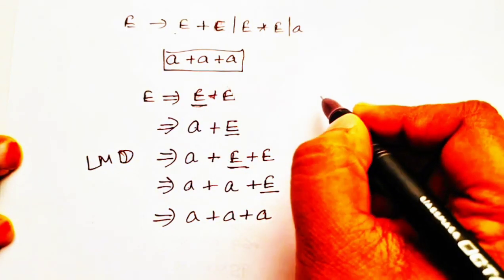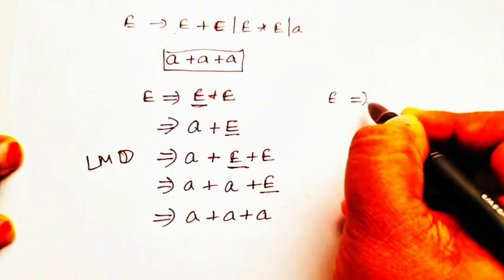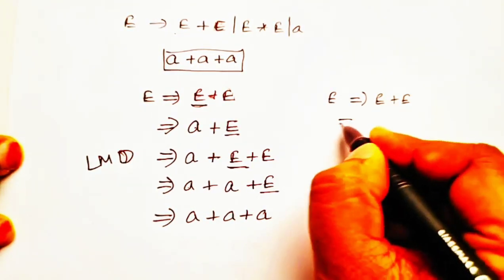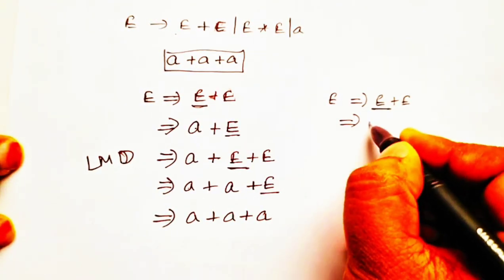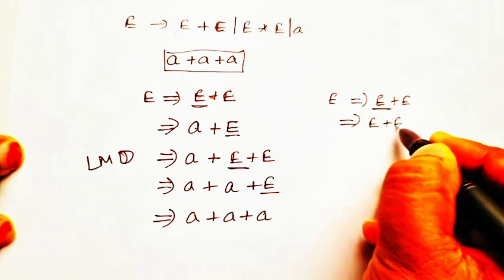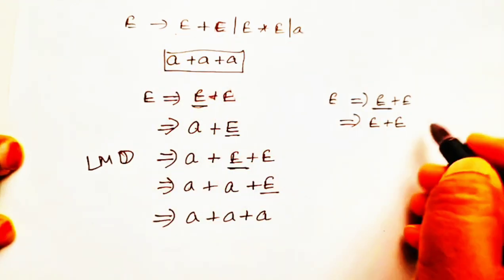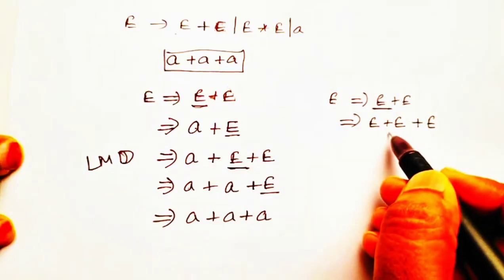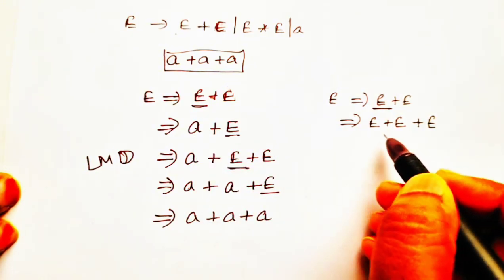Let us see one more LMD. Again I am starting with E plus E. What is the leftmost symbol? This E. This time I will replace it with E plus E. Here I have taken E goes to a. Here I am taking E goes to E plus E.